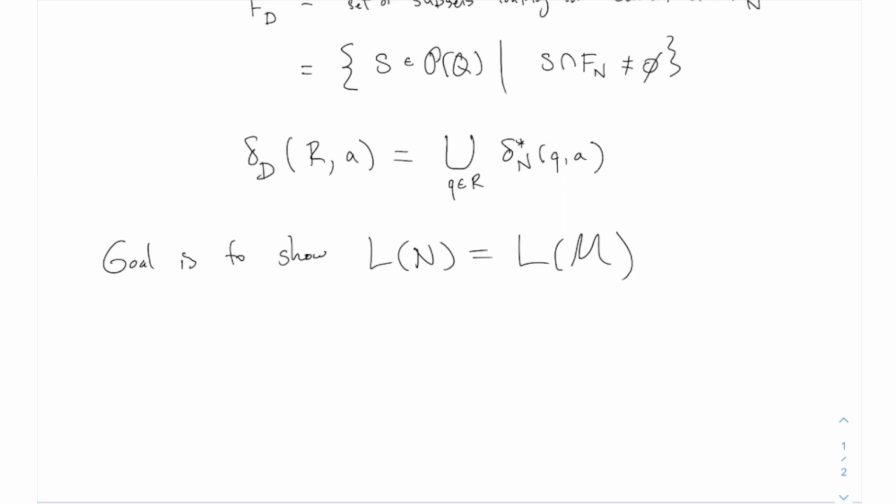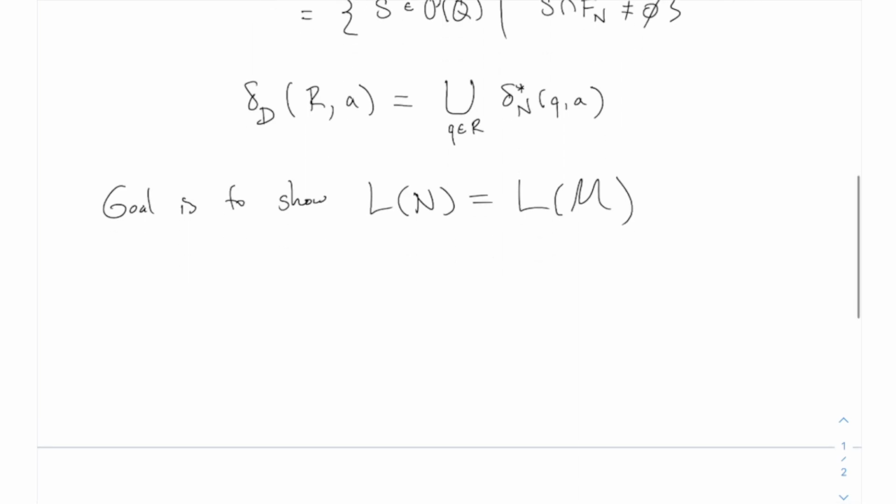All right? So I want to prove this, and given that we've set everything up nicely, the proof will go fairly nicely once we've set it all up properly. So that's our goal. Remember what L of N is?